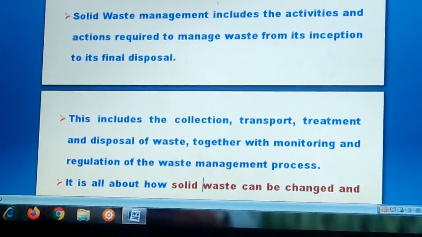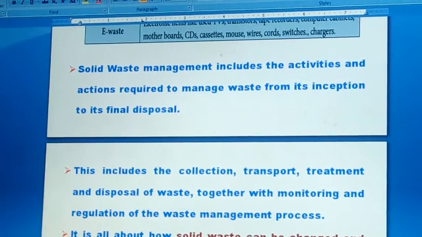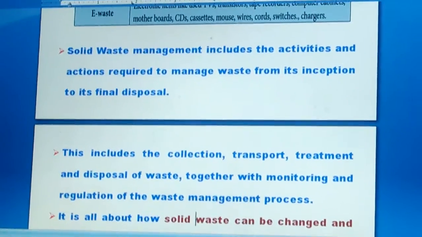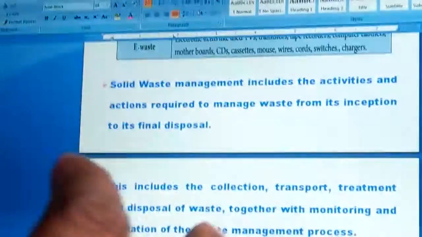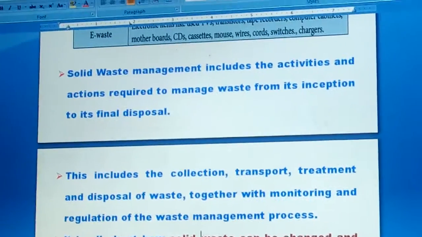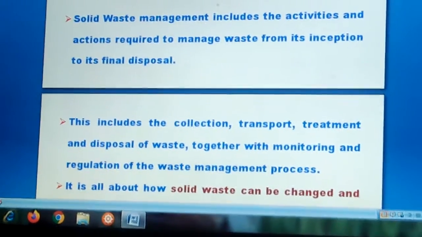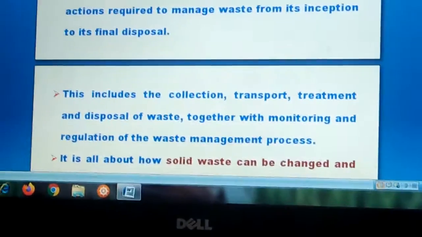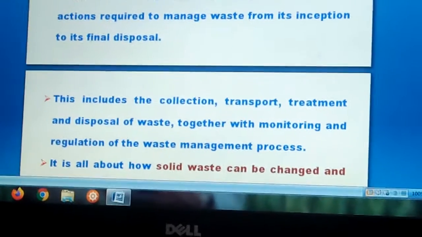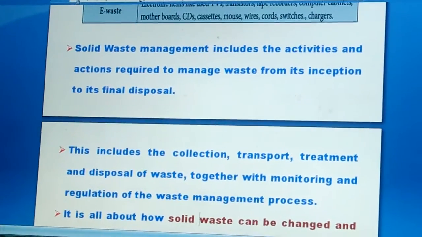So these steps you have to follow. In between that, you have to do monitoring and regulation of the waste management process, whether they are following the process properly or not. For every action, we need monitoring. If you are monitoring everything properly, everything will be correct. Like that here also. So, the different steps involved: first collection, then transporting, taking it to some area, then treating that, and then disposing the waste, together with the monitoring and regulation of the waste management process.